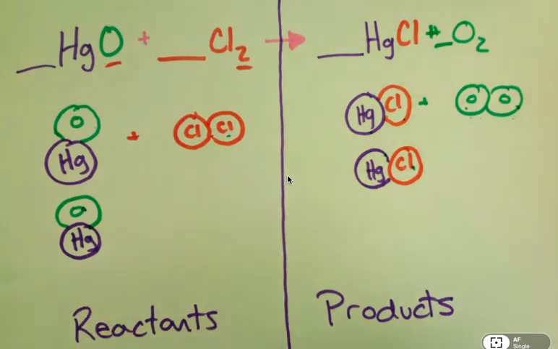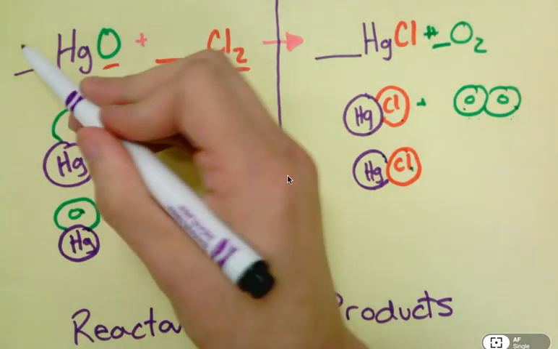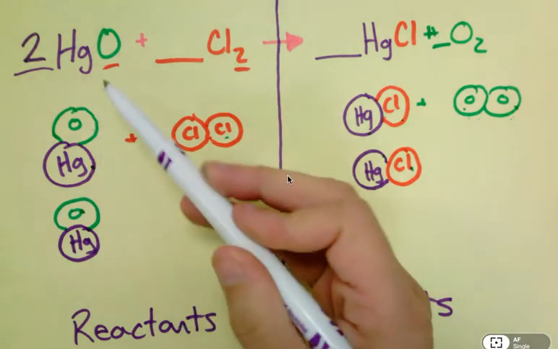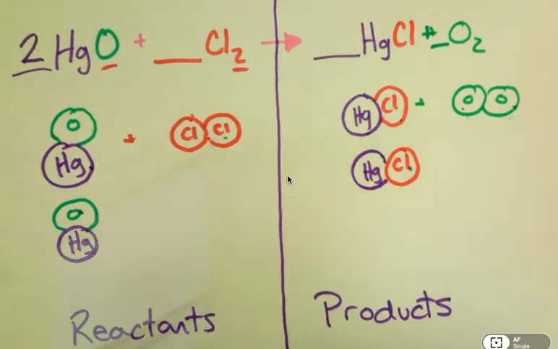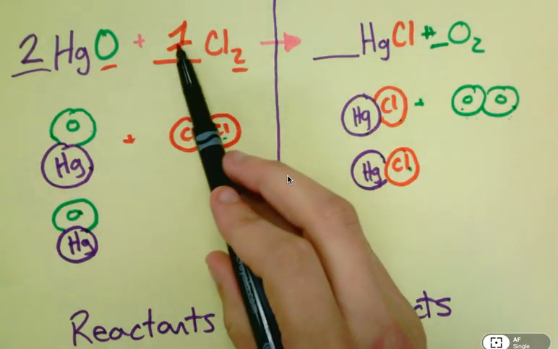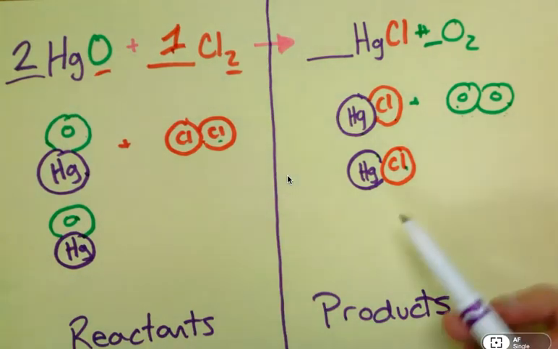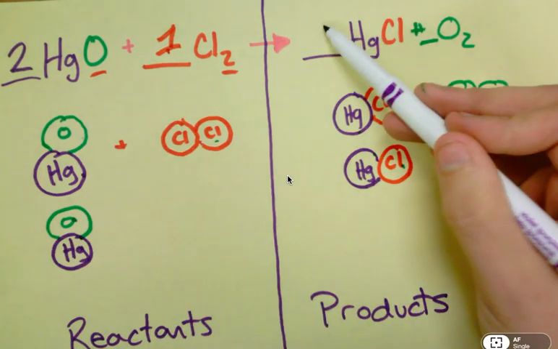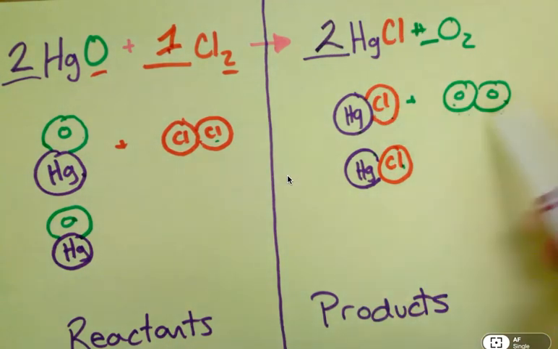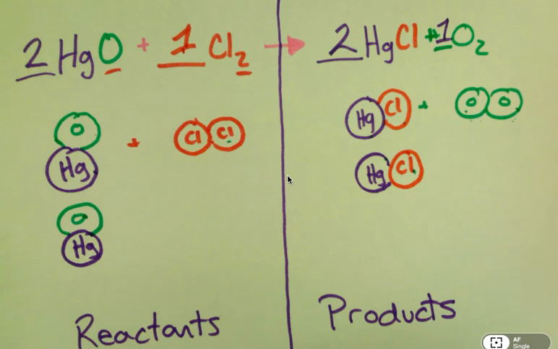What you do is you count how many times did I draw the picture. That will be this number here, the coefficient. So how many pictures of mercury oxide do we have? We have two. Each one has one mercury and one oxygen. How many pictures of Cl2 do we have? We have only one. Each one picture has two chlorine atoms. On my product side, I have two pictures of mercury chloride and only one picture. I only had to draw one set of diatomic oxygen. So that is your balanced equation.